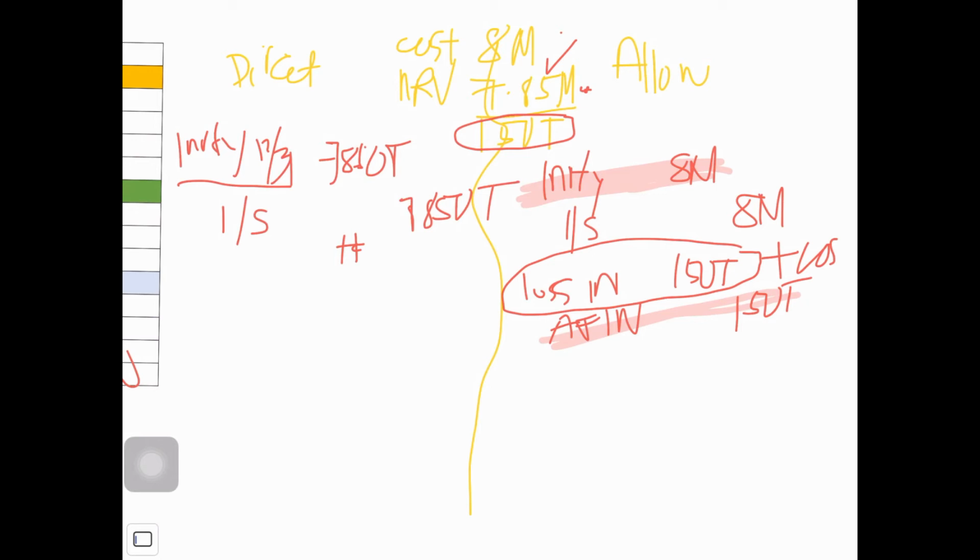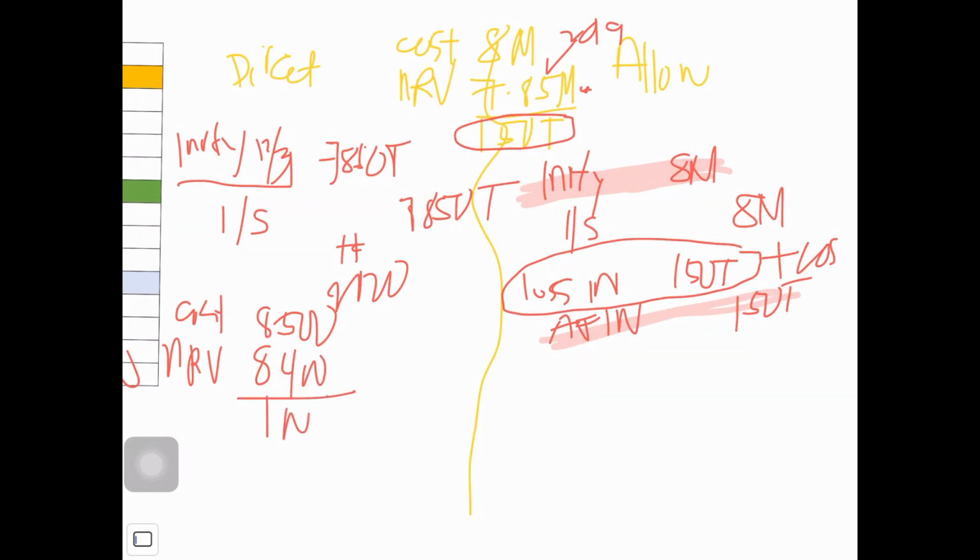So let's have 2020, guys. This is 2019. Now let's have 2020. Let's continue the example. Assuming our cost is 8,500,000 and our NRV is 8,400,000. So the difference would be 100,000.